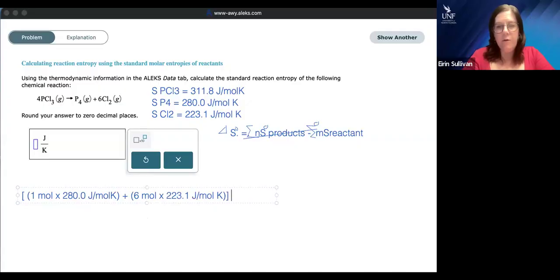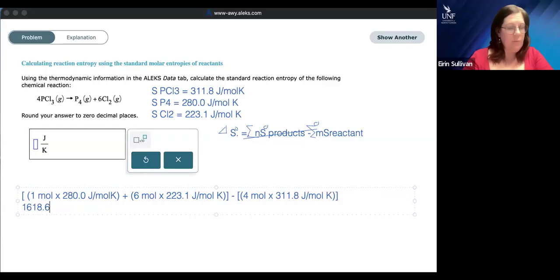And then I can subtract off my reactants. For my reactants, I've got 4 moles of PCl3, and the standard molar entropy is 311.8 joules per mole per Kelvin. So I'm going to end up with one number minus another number, and the units, moles, are going to cancel out, so it's just going to be in joules per Kelvin. Use parentheses appropriately in your calculator so it doesn't get messed up. Sometimes you might want to check those parentheses separately.